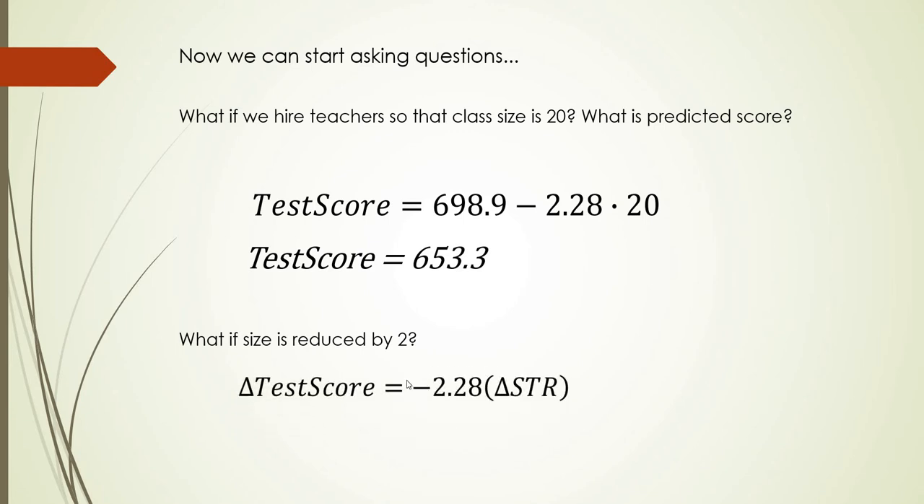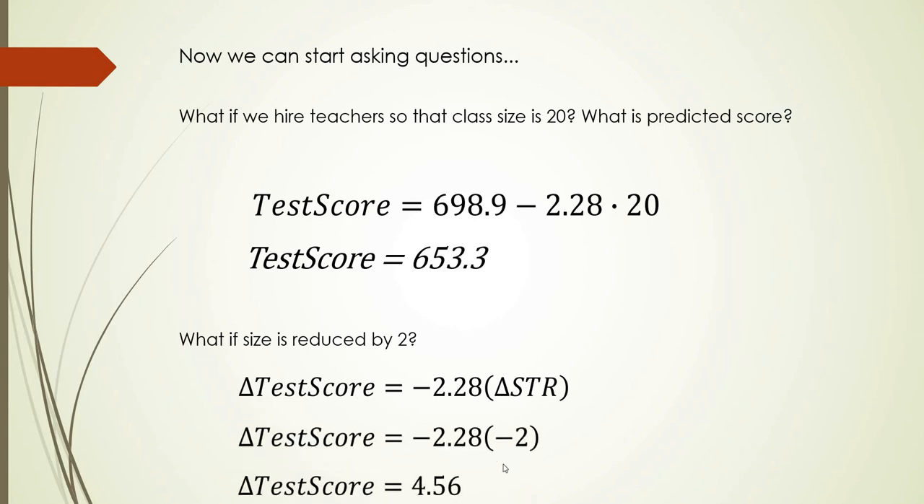What if size is reduced by 2? It means actually that our beta 1 coefficient, as you can see, is this. When we change the student-teacher ratio by 2, what will be the change of test scores on average? So in this case, on average, we can expect an increase of test scores, because we are reducing the class size. The increase of test scores will be 4.56.